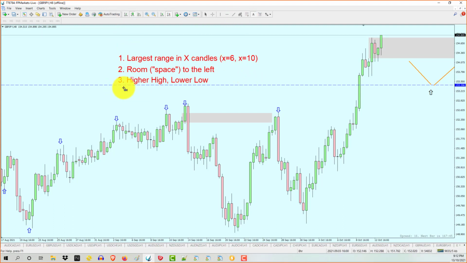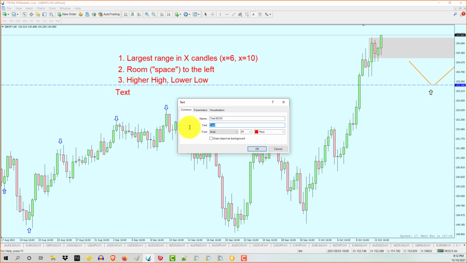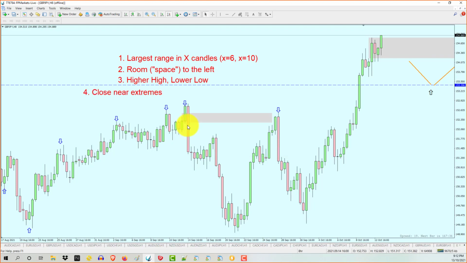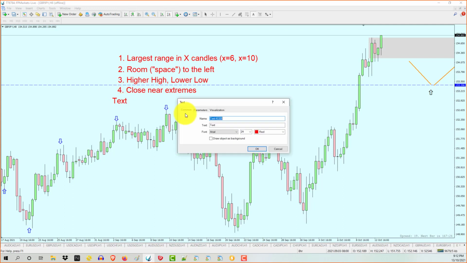You want to see the close near the extreme. So if it's a bullish candle, a close near the high. If it's a bearish candle, close near the low. Close near extremes. Okay? And then the next thing we want to say here is that the market goes within the next 2 candles.